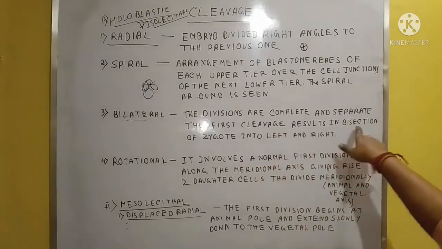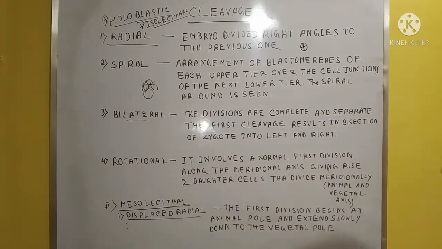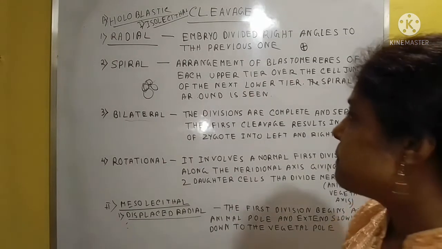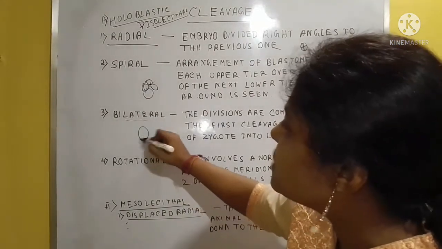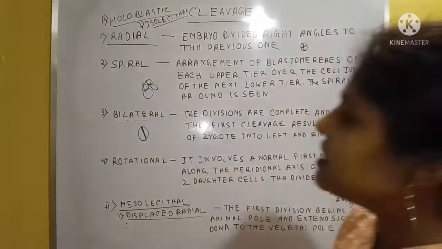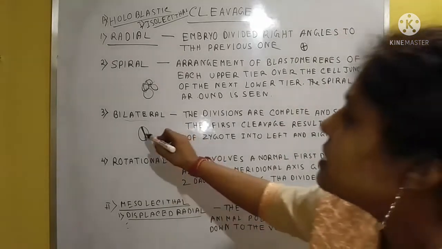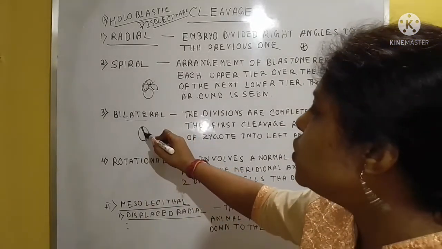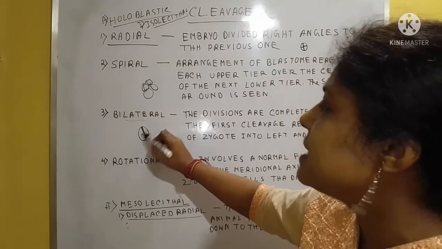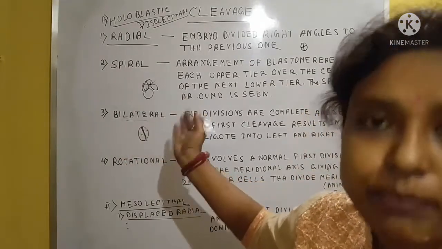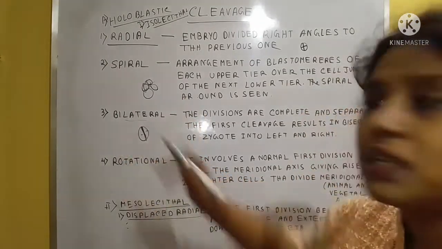And the third one is the bilateral, which is a complete division, and after the first cleavage, the zygote is divided into left and right. When the first cleavage occurs, the two daughter cells are divided in such a way that one is present on the left side and the other on the right side.